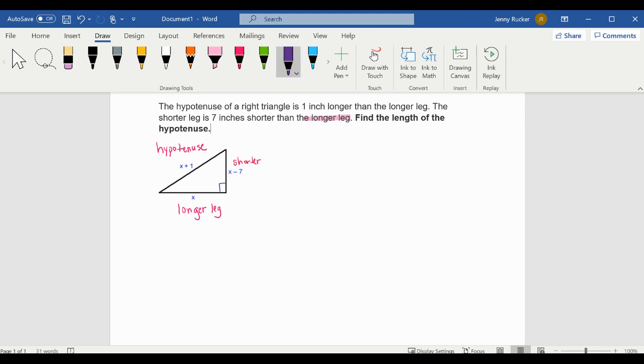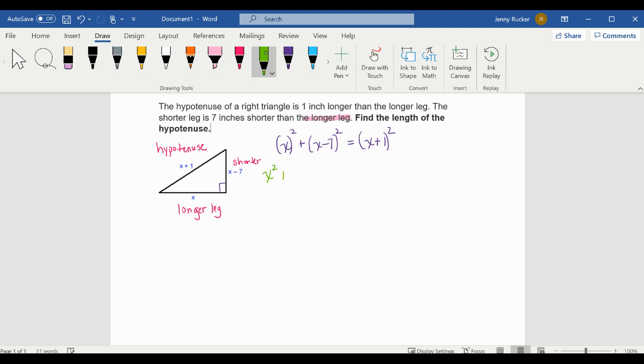We'll use the Pythagorean theorem to help us determine the length of the hypotenuse. We will start off with the leg squared, so x squared plus leg squared, (x minus 7) squared is equal to the hypotenuse squared, (x plus 1) squared. Now we need to expand.